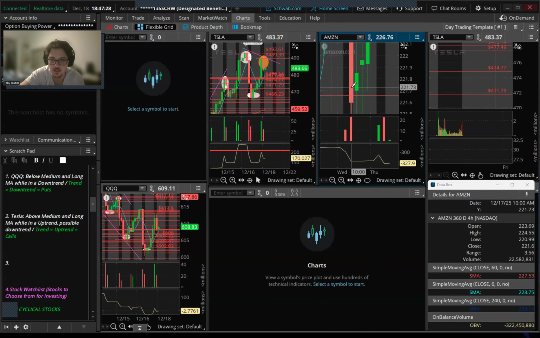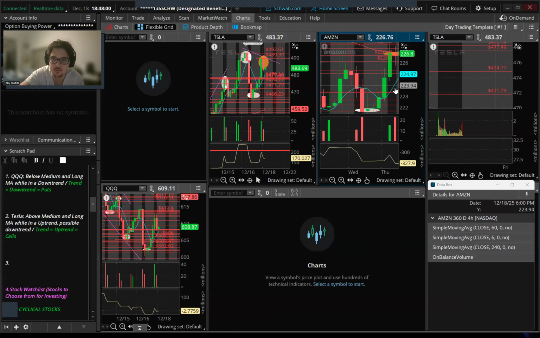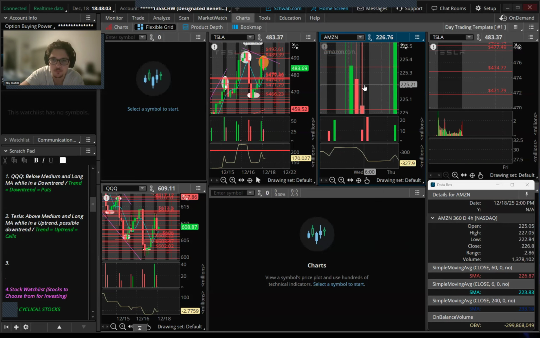Right here we have a close at 60 and open at 70. Close at 60 cents, open at 70 cents, so it's a swing low. Then we have a close at 35 and open at 25. All right, so that's a swing high.